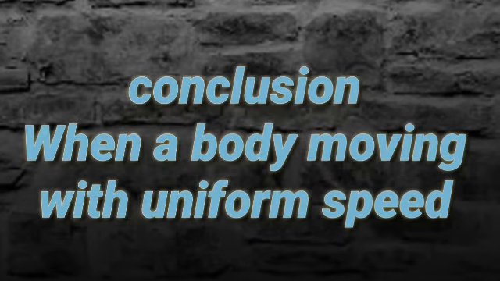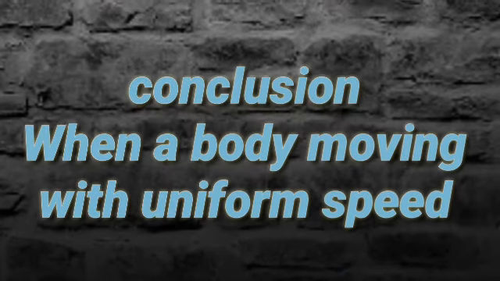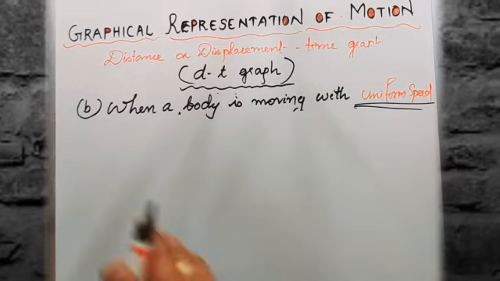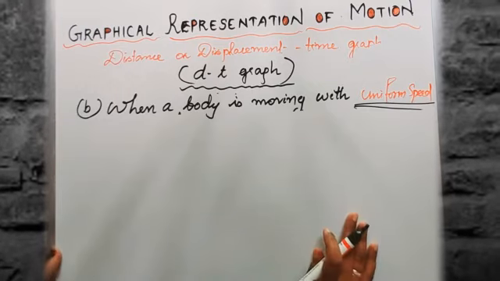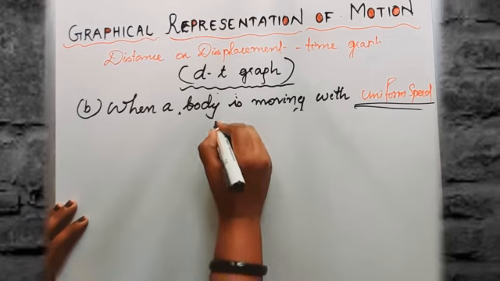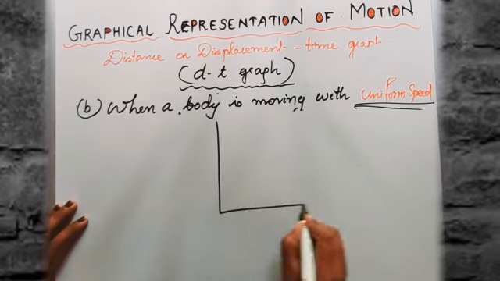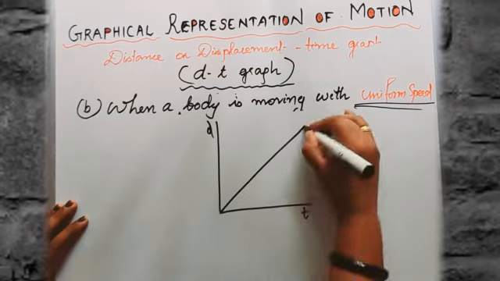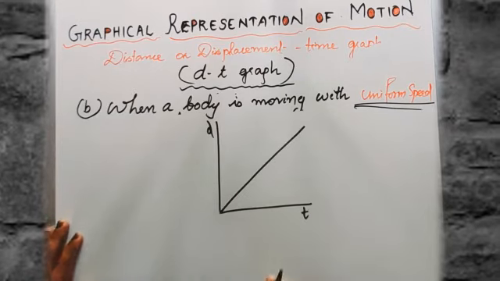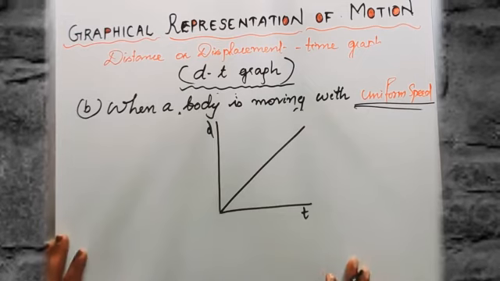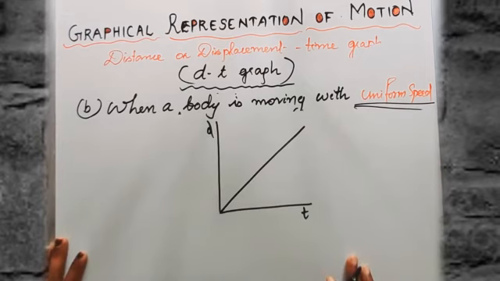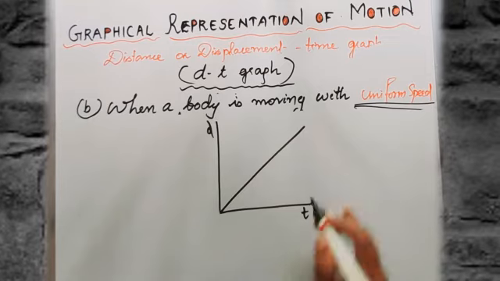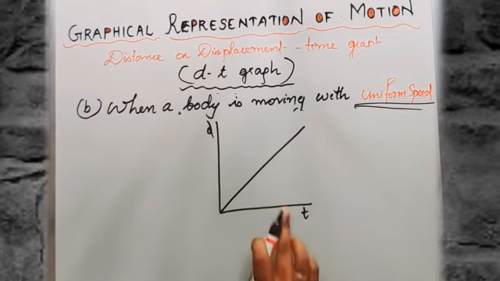Conclusion of condition 2, when a body is moving with uniform speed. In this condition, which type of graph will we get? Yes, we already discussed, the graph is a straight line. It is not parallel to the time axis.